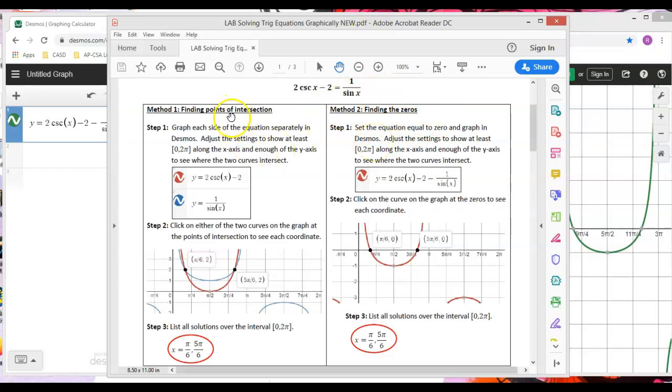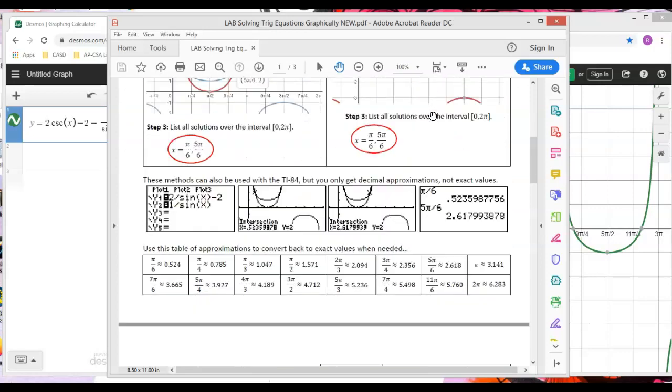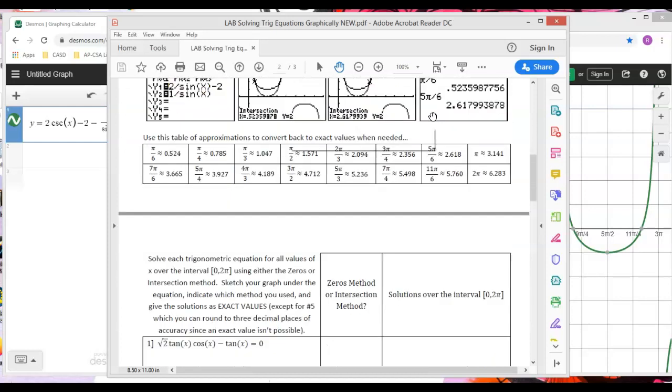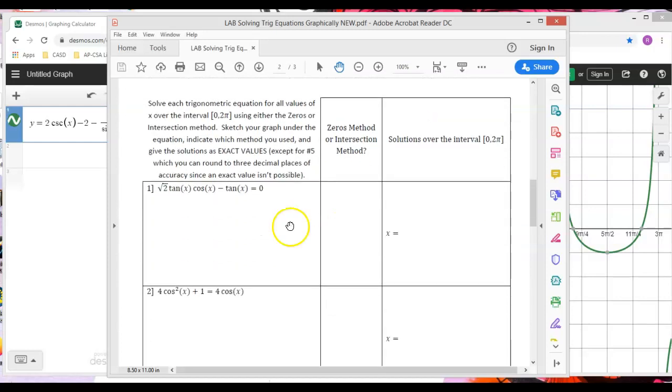So we've looked at both of these methods now, method 1, finding points of intersection, and method 2, finding the zeros. When you're ready, you can go down to number 1 on the back and start trying those problems.